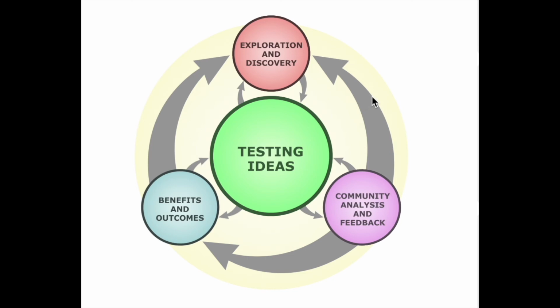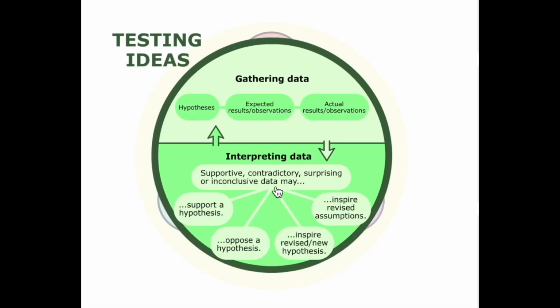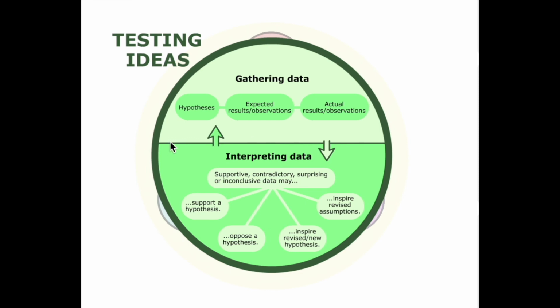So let's delve into testing ideas. Sticking with our theme of Goldilocks and the porridge, we would put forward a hypothesis, which was: the more honey that I added, the sweeter the porridge would get and the better it would taste. We would then look at the expected results and our actual results. This would then in turn support the hypothesis or oppose the hypothesis and inspire us to revise our hypothesis.